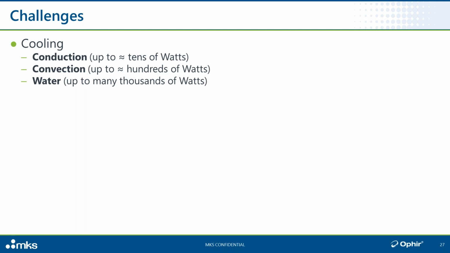So for lower powers, conduction of heat from the sensor body out into the air is probably good enough. Beyond a few tens of watts, we need to help that along by adding a fan. And you'll probably notice in images in our catalog and others that the bodies of the sensors are designed as some sort of a heat sink. And beyond that, then usually we're going to need water cooling.